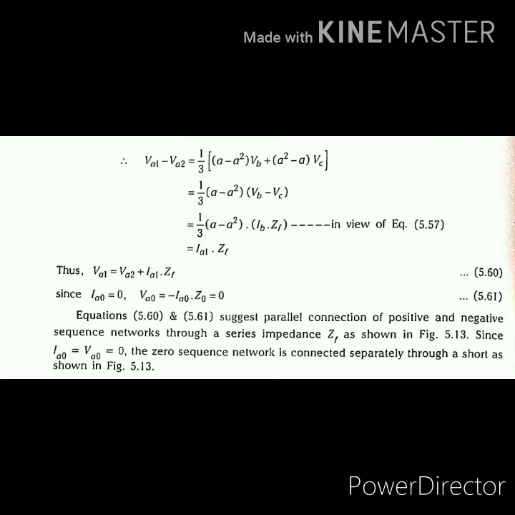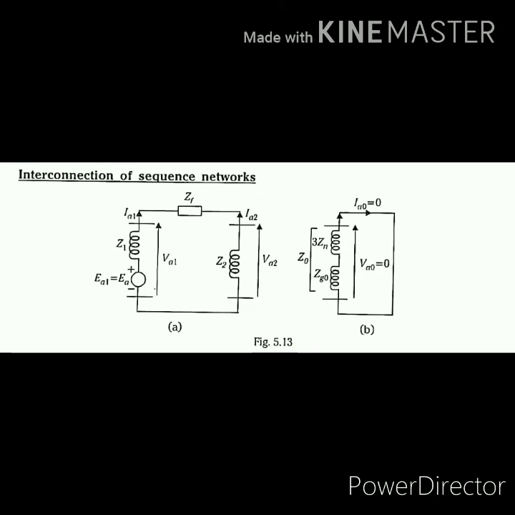It suggests that we have to have a parallel connection of the positive and negative sequence networks during the interconnection through a series impedance of ZF, and the zero sequence network you have to draw separately, same as what we have discussed earlier, but you have to include an impedance ZF.